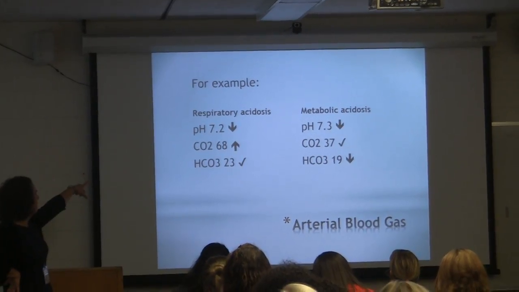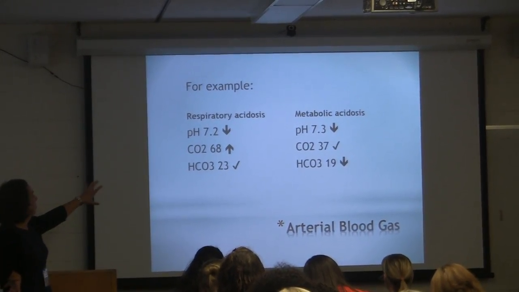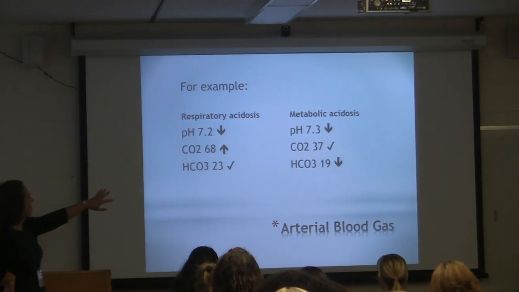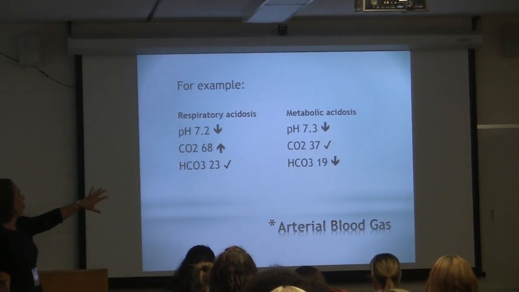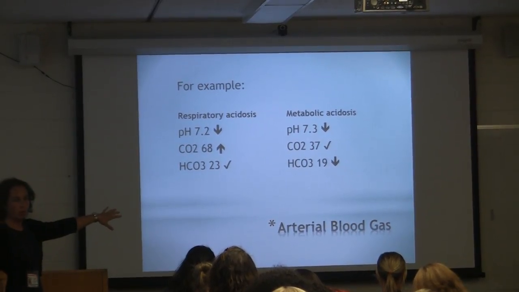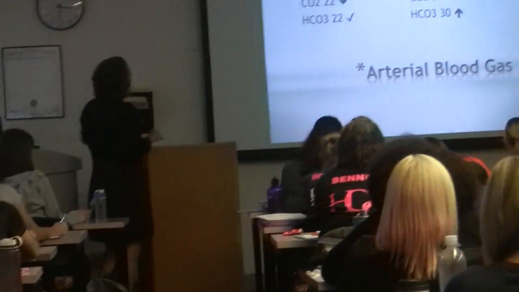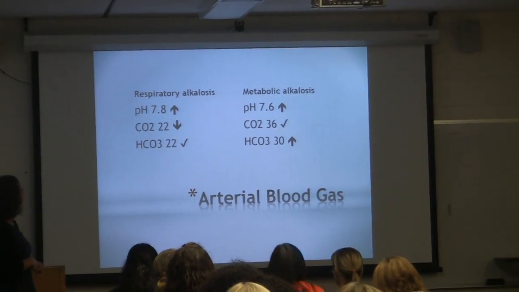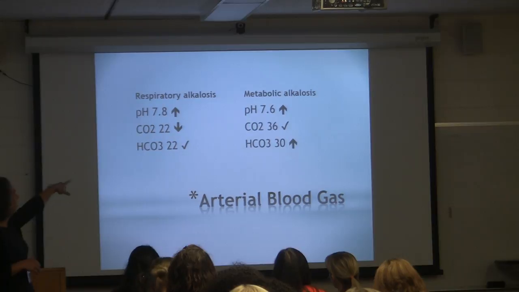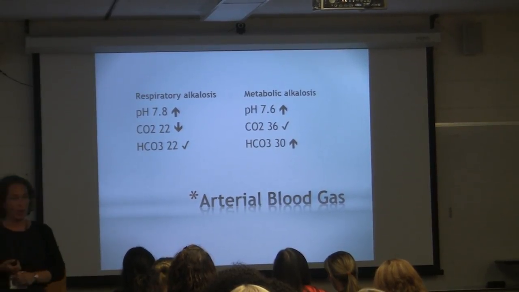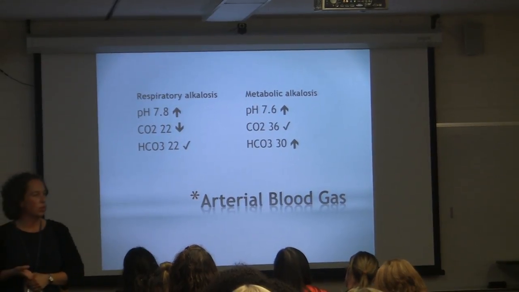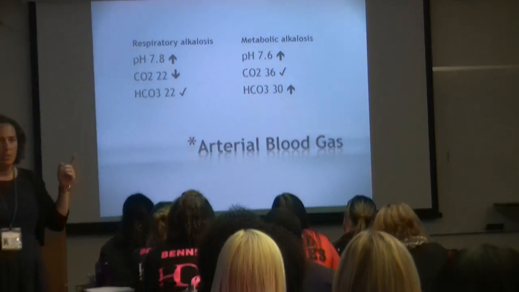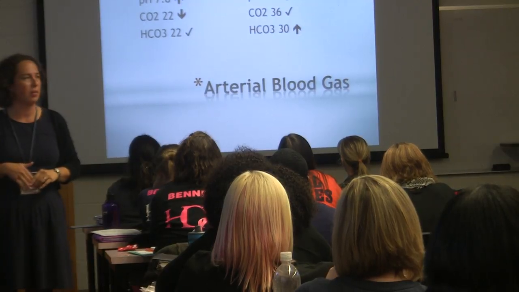So for respiratory acidosis, the pH is low, CO2 is high, but the bicarb is normal, right? For metabolic acidosis, pH is still low, CO2 is normal, but the bicarb is also low, right? In a respiratory alkalotic state like this, if your pH is high, your CO2 is low, and your bicarb is within normal range, I know I said we weren't going to fuss too much about the PaO2, but if this is your most common type of imbalance that you're going to see, you might want to think a little bit. What do you think you're going to see in terms of the oxygen?